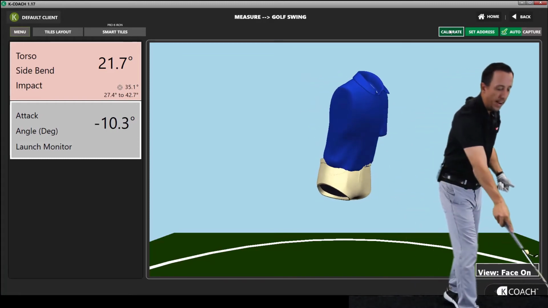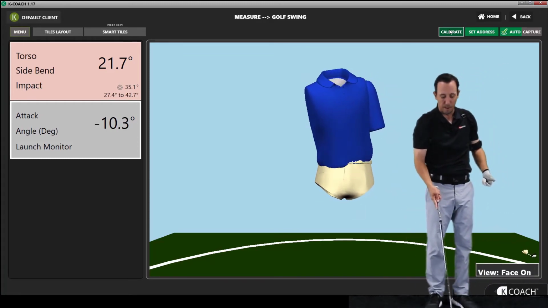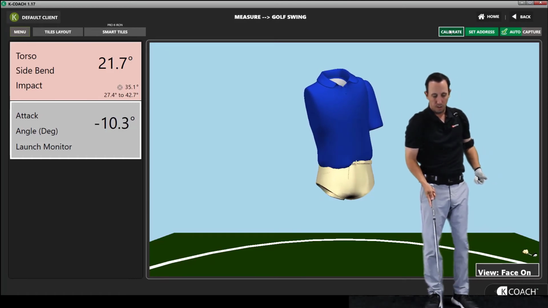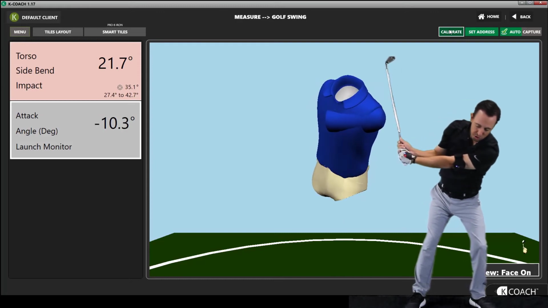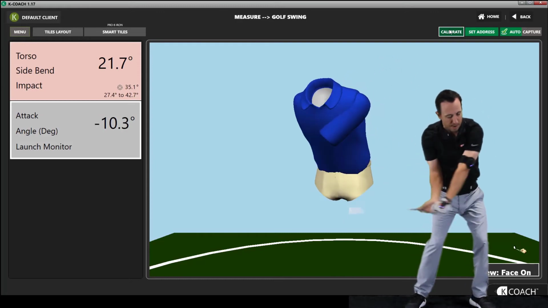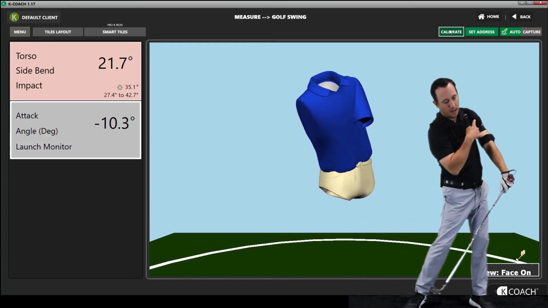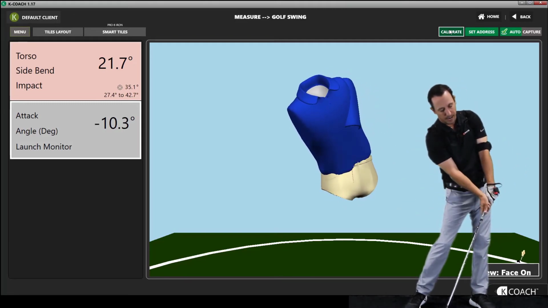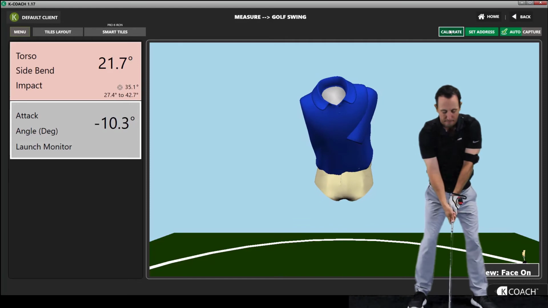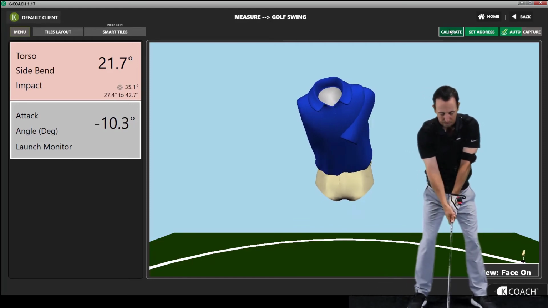Now let me try and shallow that out just a little bit more. What I'm going to try to feel here is instead of going this way, I'm going to try and get my left shoulder up and away and start to get my right shoulder lower by the time I get to impact, and see how that affects the attack angle.